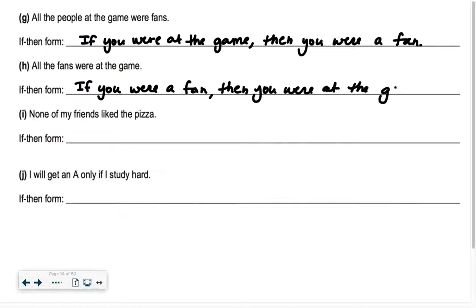And that's kind of how the necessary and sufficient is. It's like one of them's backwards from the other one. So we'll talk about that eventually. Okay, none of my friends like the pizza. If you are my friend, then you do not like the pizza. Exactly. And I will get an A only if I study hard.